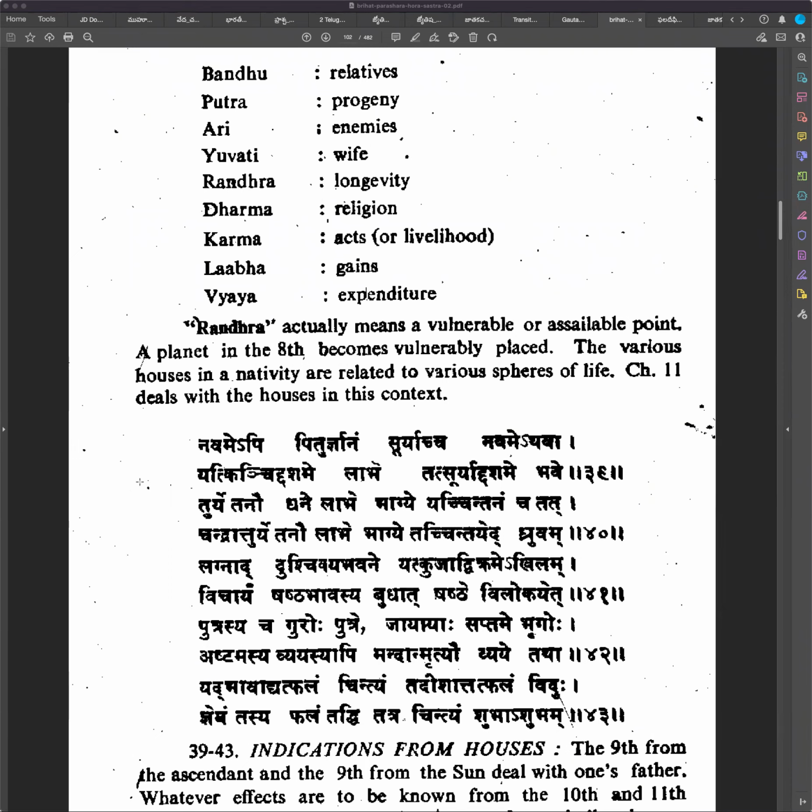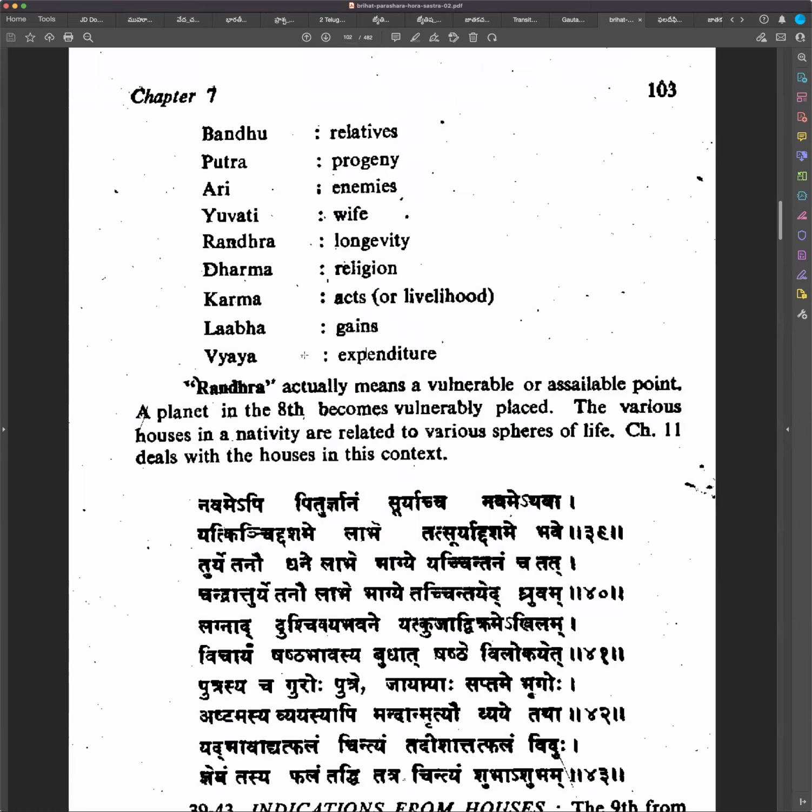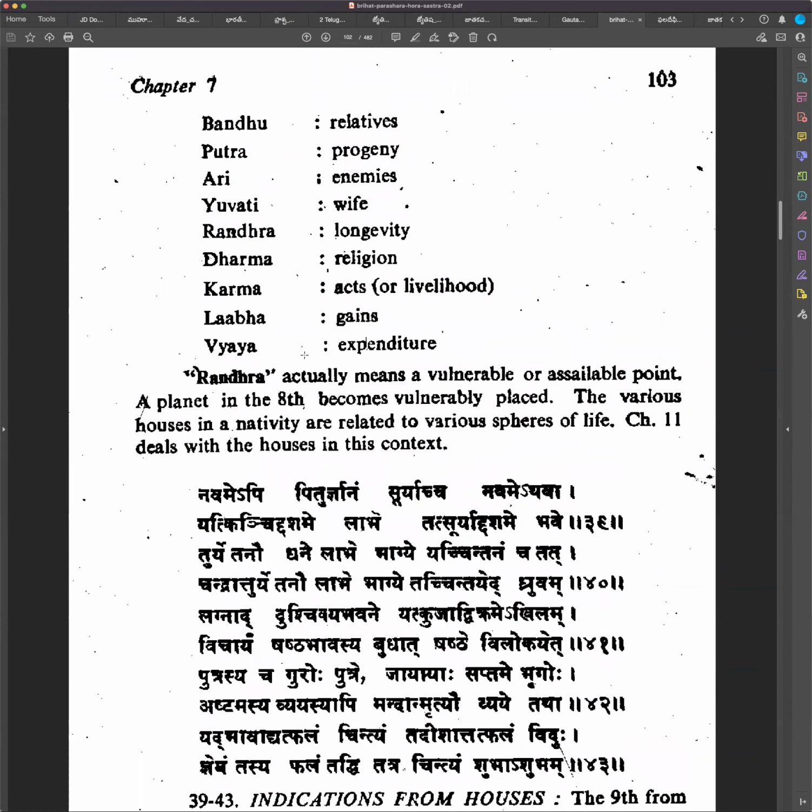So he has given all the 12 houses. The fourth house is Bandhu he has given. It is also Sukha, Matrusthana also they will call it. So Bandhu. Ari, enemies he mentioned. Shatru Runa Roga. Now we are reading it as Shatru Runa Roga. And Randhra is longevity. So longevity, we are dealing with not only longevity.